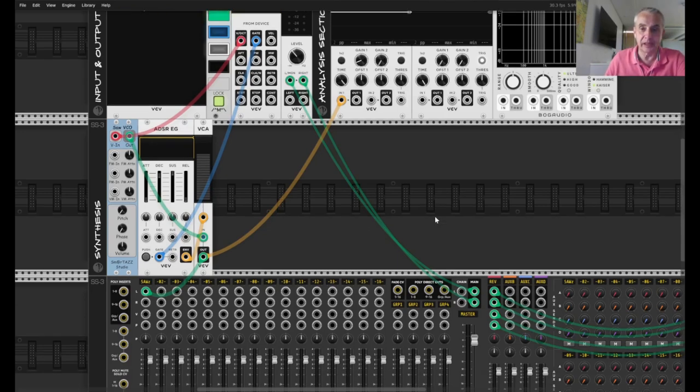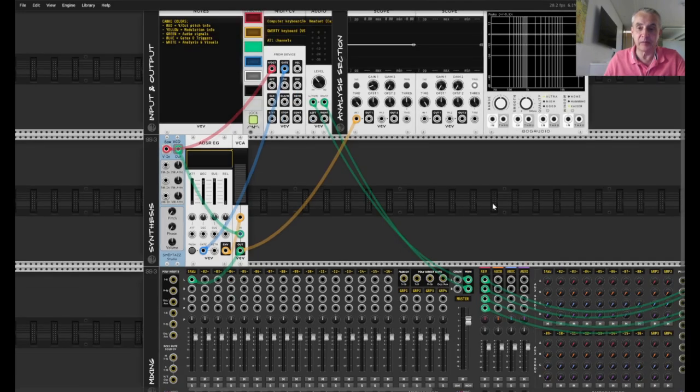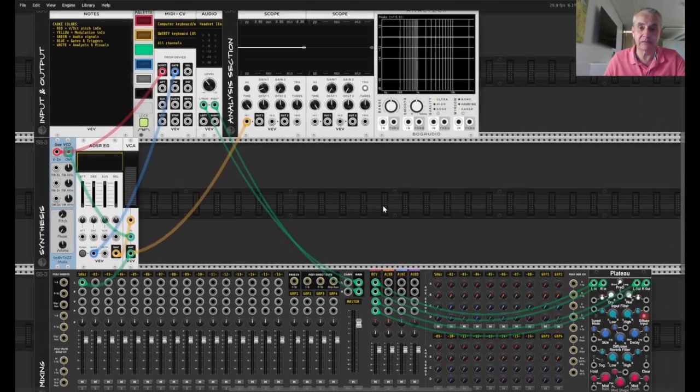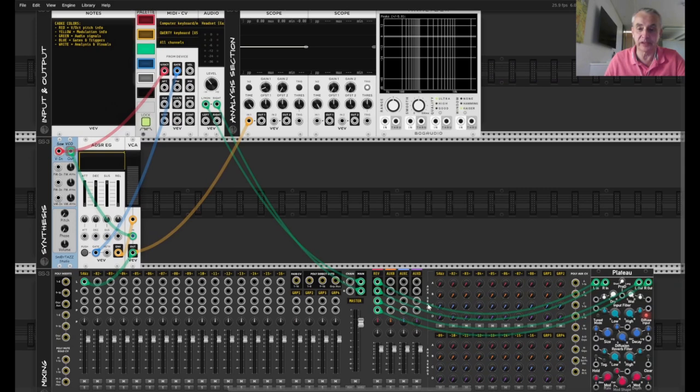And here you see my template environment, which is not quite spectacular. Just have a mixer with auxiliary output through Plateau, which is an excellent reverb module. Basic MIDI in and out, audio amplification, output unit, a few scopes and an analyzer, and go look and see how everything works from that angle.